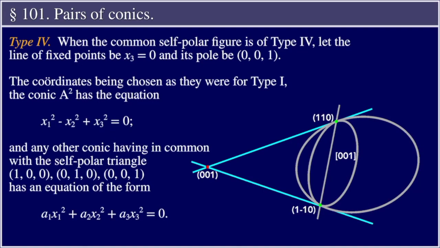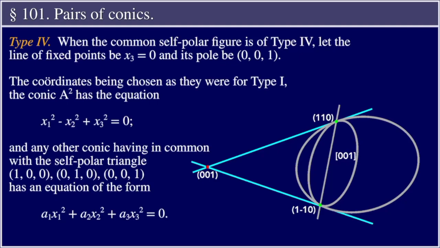Type 4. When the common self-polar figure is of type 4, let the line of fixed points be x3 equals 0, and its pole be 0, 0, 1, the coordinates being chosen as they were for type 1. The conic A squared has the equation x1 squared minus x2 squared plus x3 squared equals 0.